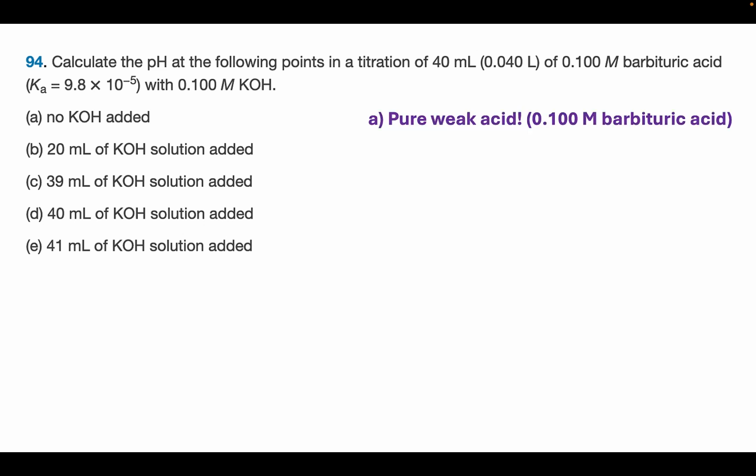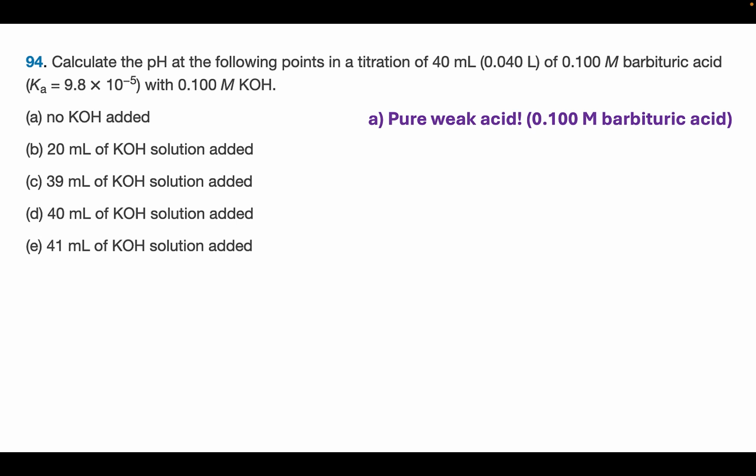For a pure weak acid, how do we solve for the pH? I'm going to go through this a little bit briskly. If you want some more review, I definitely recommend checking out some weak acid review and buffer calculations. These are all really good things to refresh yourself on because titration really brings all of these topics together when we look at one of these weak acid titrated with a strong base problems.